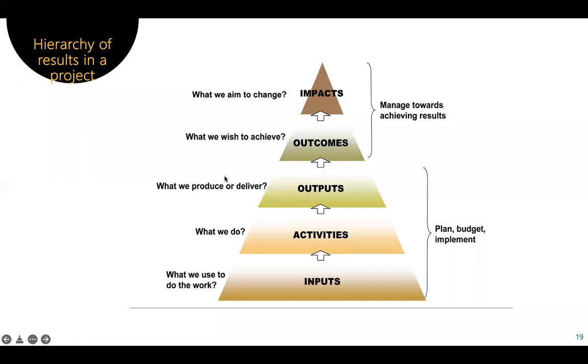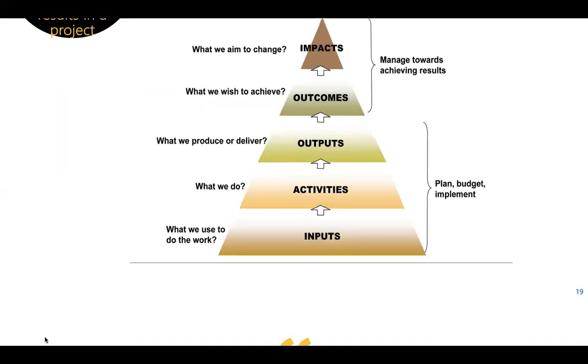What do we produce? Those are the outputs. Skills are given, money is given. Outcome is a midterm change that happened because of what we have done. And then impact is a long-term change that happens.